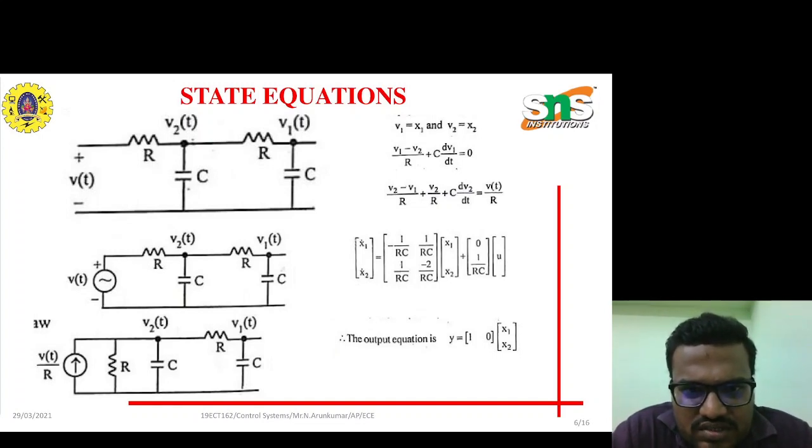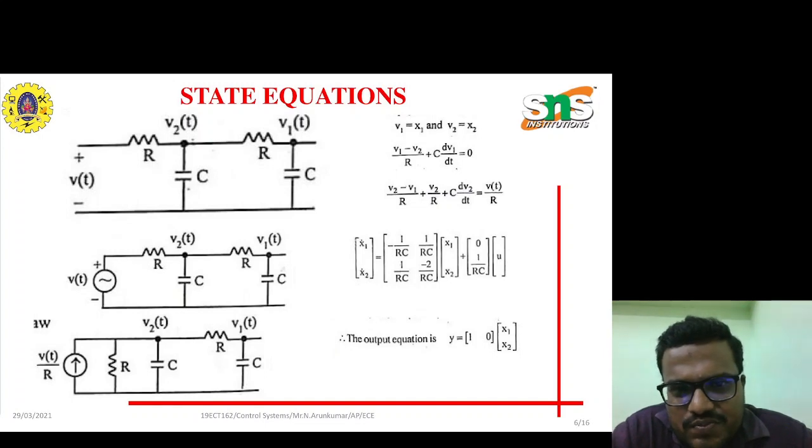For x1, x2, the concerned value of x1 is 1 by RC, and then x2 is 1 by RC minus 2 by RC. Then if a value is present in u, you can place the value in the column, 1 by RC into u. And if there is no value present in the matrix, you can place 0. Like that, all the values are assigned in the matrix format.